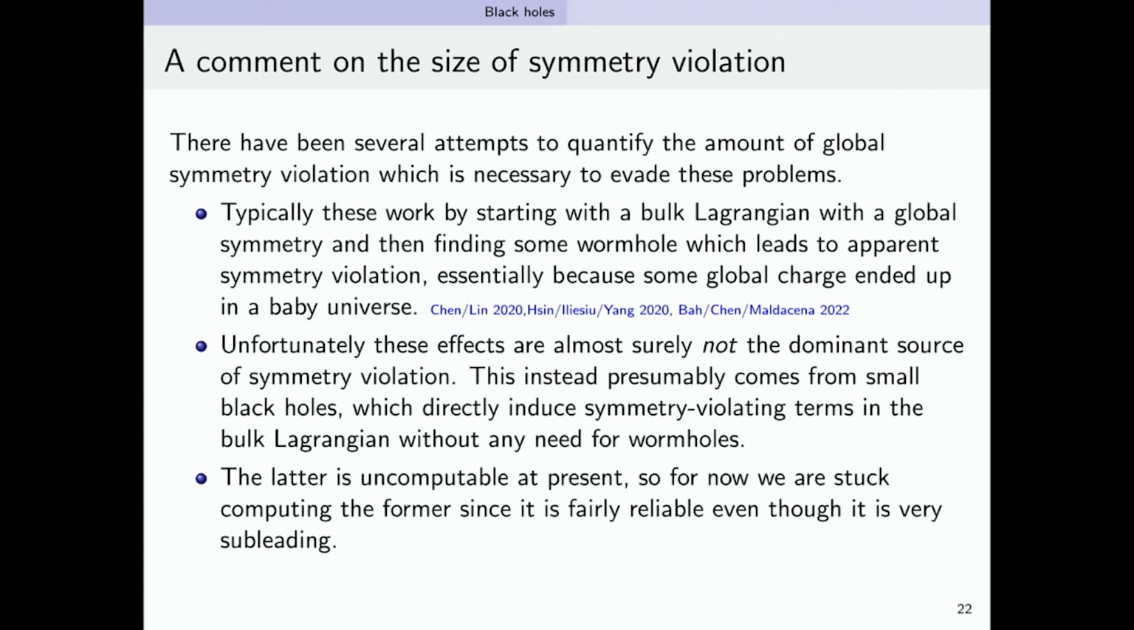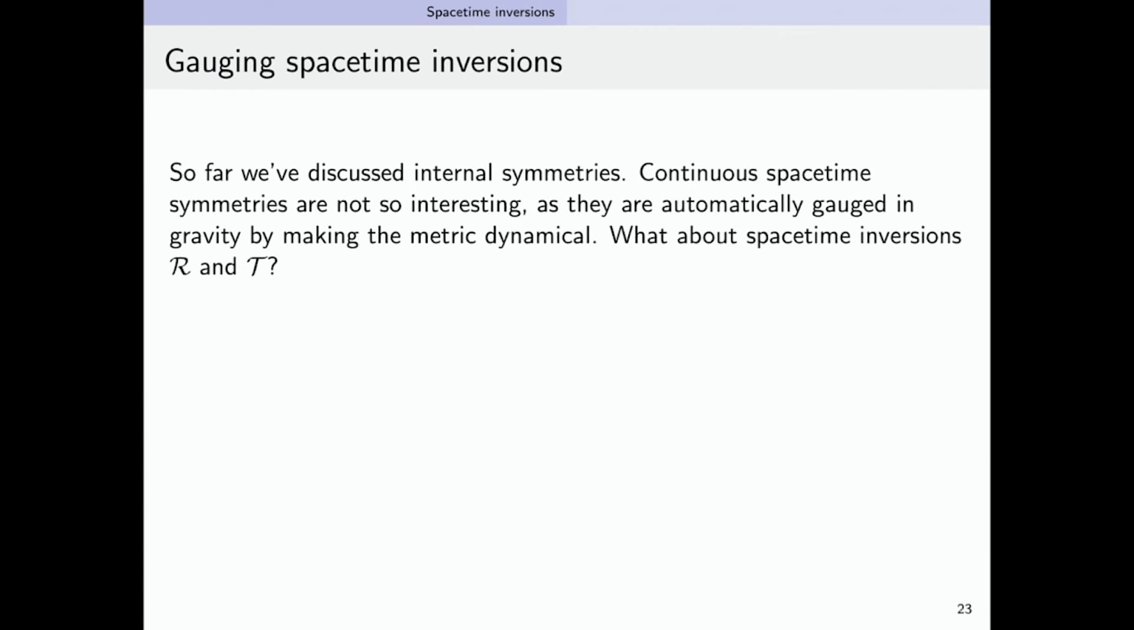Okay. So 5 minutes left. I had a few comments about gauging inversions, but I'll skip most of it and just say maybe 2 or 3 slides about it. So far we talked about internal symmetries, and that's good because we had a lot to fight about.